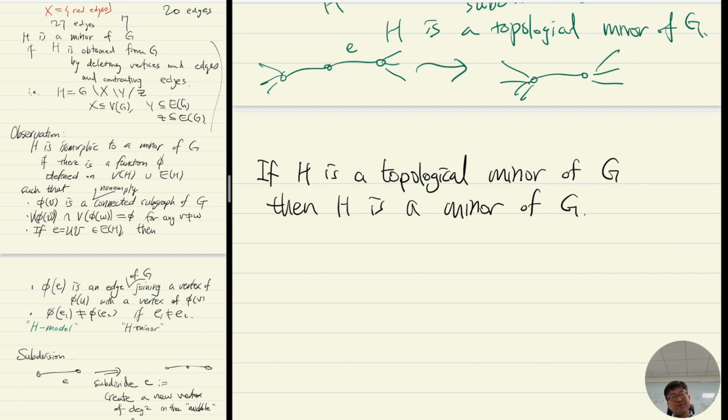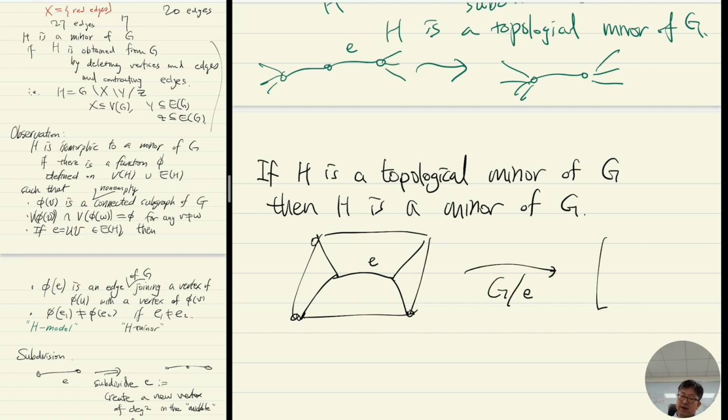How about the converse? Suppose that I have a graph H, which is a minor of G. Now, can I say that this graph is a topological minor? No, actually not. What are the examples? Let's think of this example. And if I contract E, then I have this particular 5 vertex graph. Now, can H be a topological minor of G? No, the other way around. Let's say this is G, this is H, right? H is G contract E. Now, can H be a topological minor of G?